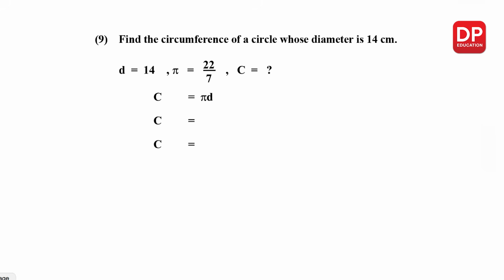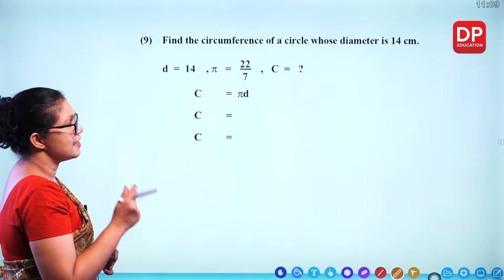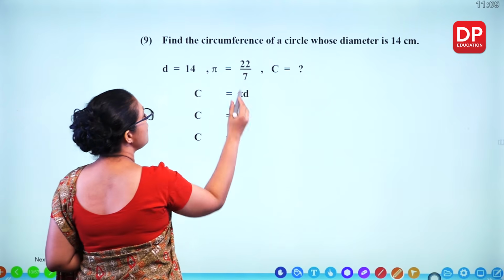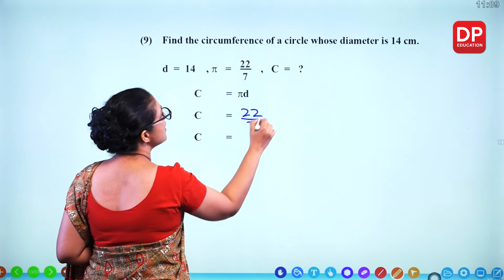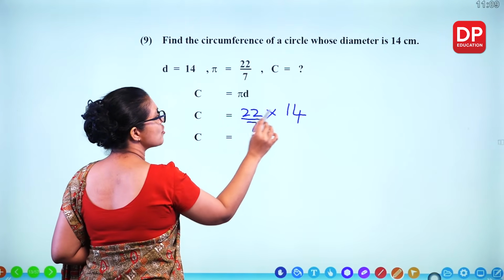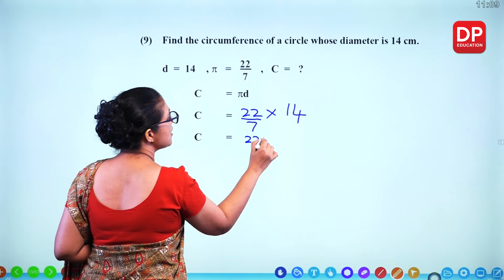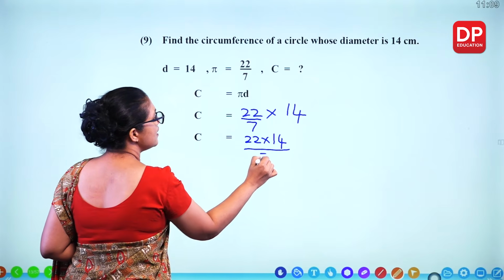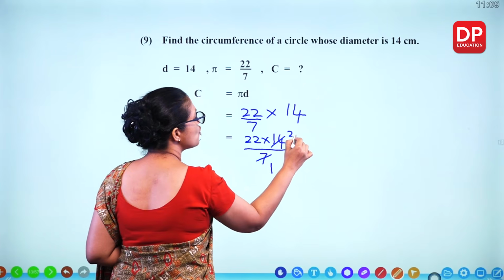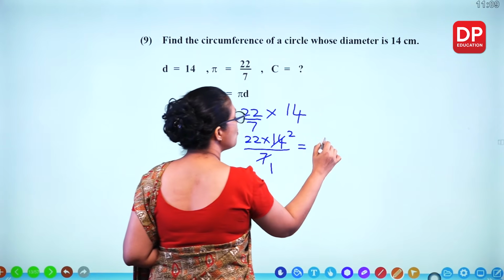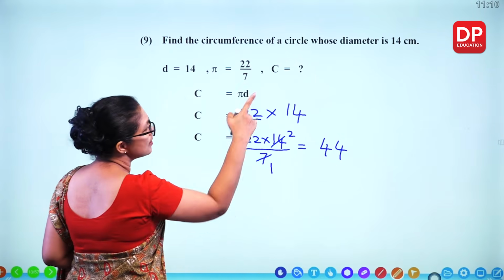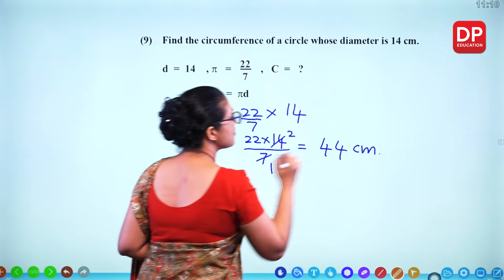Find the circumference of a circle whose diameter is 14. Diameter is given, so you can use C equals pi d. Pi will take as 22 over 7 and d is 14. Here, fraction into a whole number. Multiply the numerator separately and here 7 is the denominator. 7 times 1, 7 times 2. So 2 times 22, you get 44. What's the unit? Centimeters.